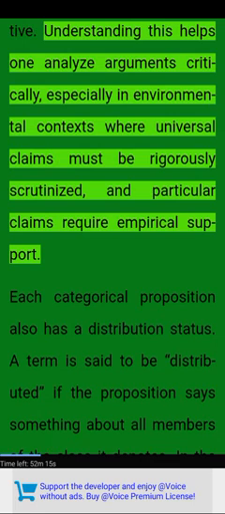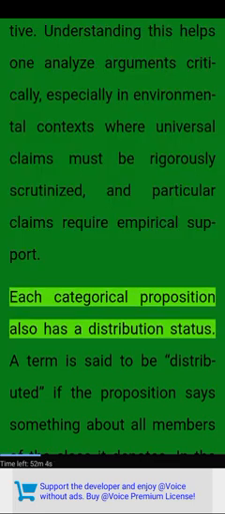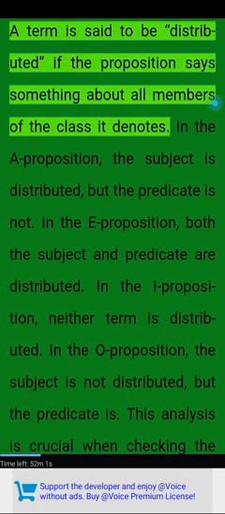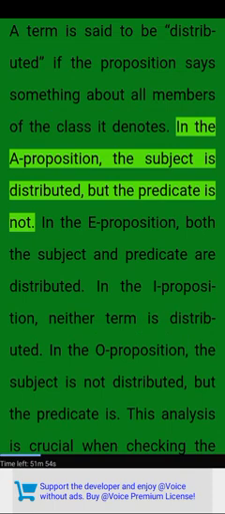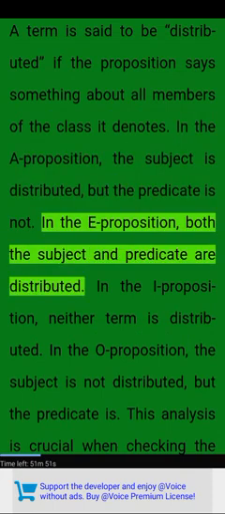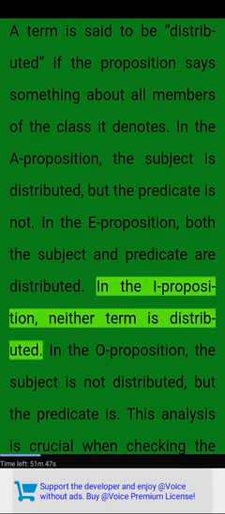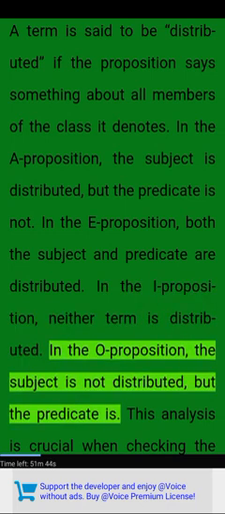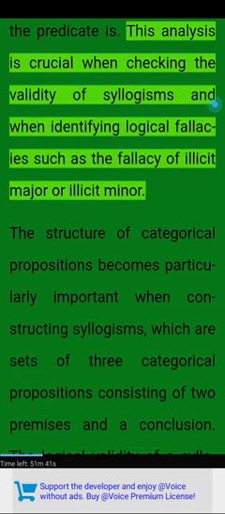Each categorical proposition also has a distribution status. A term is said to be distributed if the proposition says something about all members of the class it denotes. In the A proposition, the subject is distributed, but the predicate is not. In the E proposition, both the subject and predicate are distributed. In the I proposition, neither term is distributed. In the O proposition, the subject is not distributed, but the predicate is. This analysis is crucial when checking the validity of syllogisms and when identifying logical fallacies such as the fallacy of illicit major or illicit minor.